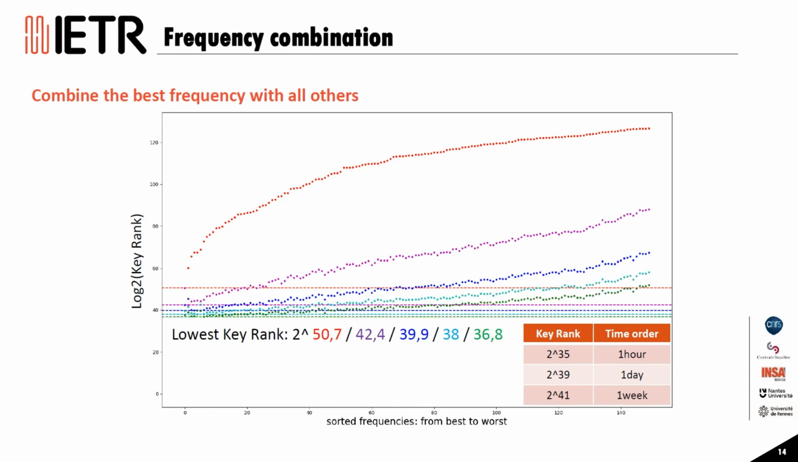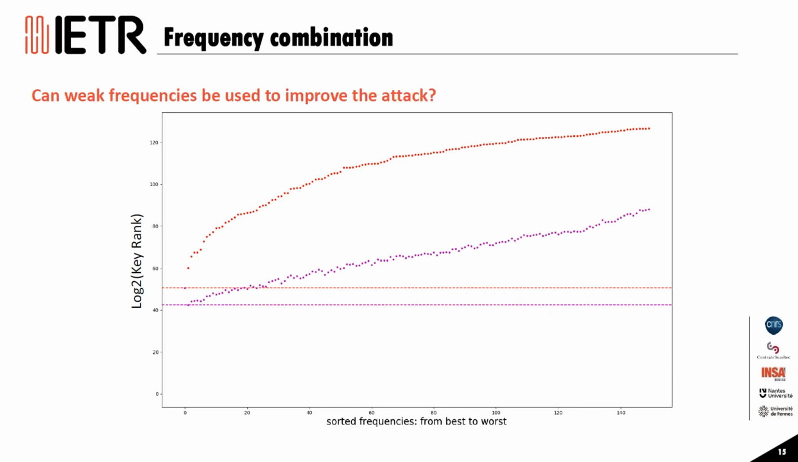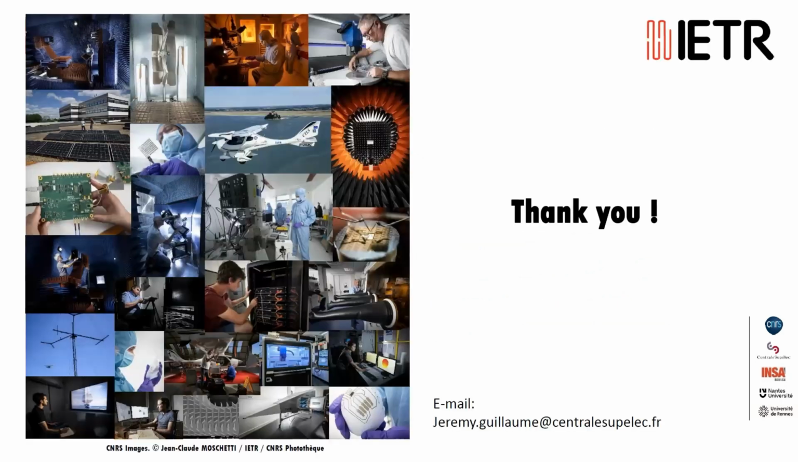And we can see that we came from a situation where we can consider that the key is unbruteforceable, at least the brute force complexity is too high, to a situation where we could brute force the key in around 1 hour, less than 1 day at least. And now we are trying to find new methods to understand how we could use the weak frequencies, meaning the frequencies that even when we combine them with the best ones, only reduce the attack. And that's all, and I look forward to discussing with you around the poster. Thank you.